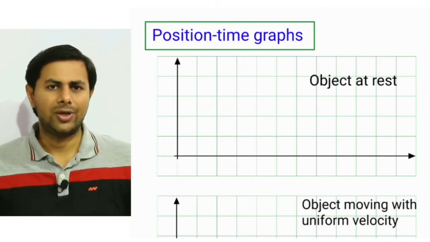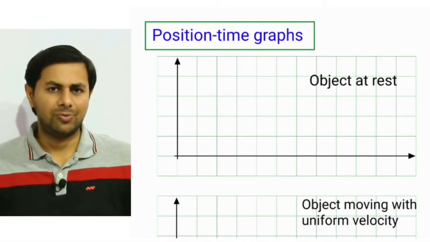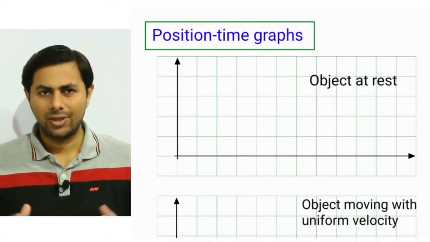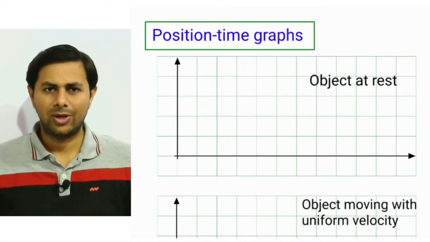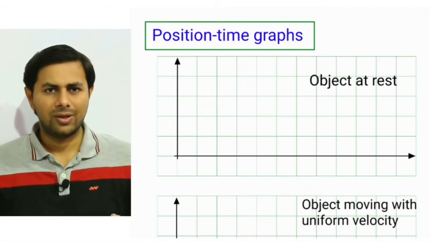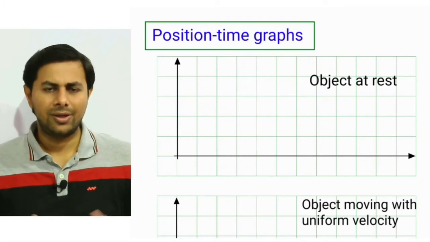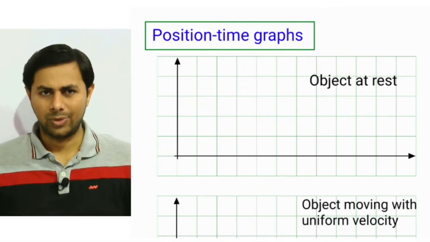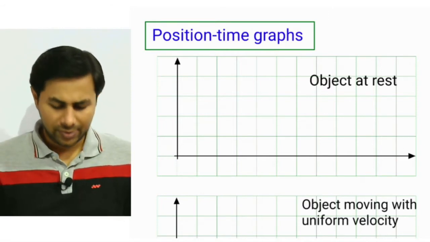Now if we plot these quantities against time, then we get much more information about the motion from those graphs. So now let's see how to plot position versus time graph, velocity versus time graph, and acceleration versus time graph for some simple cases of motion. So let us start with position versus time graphs.